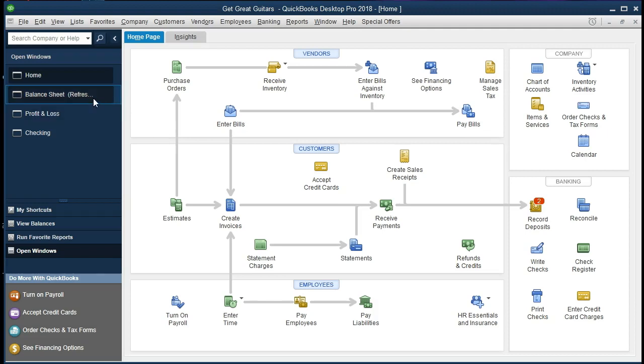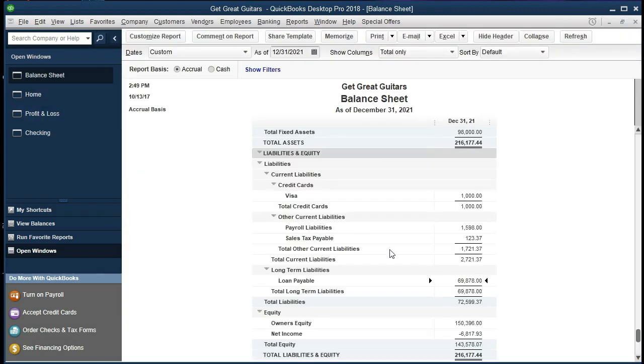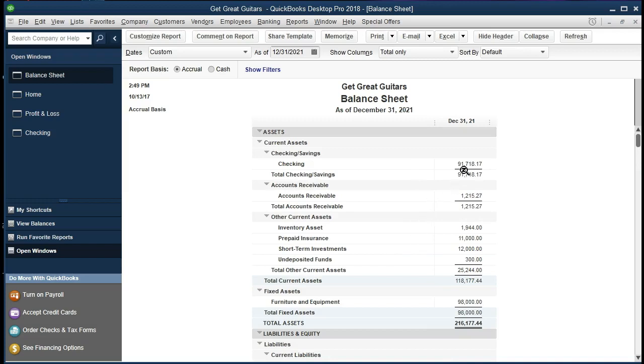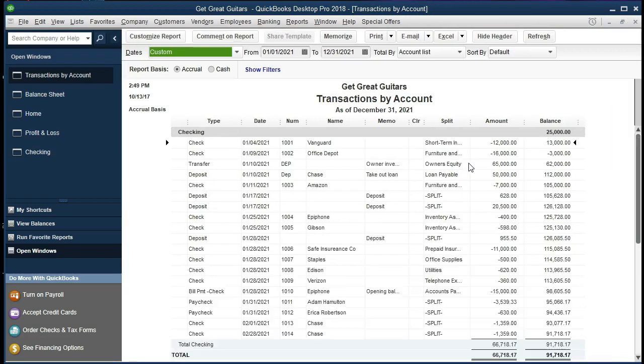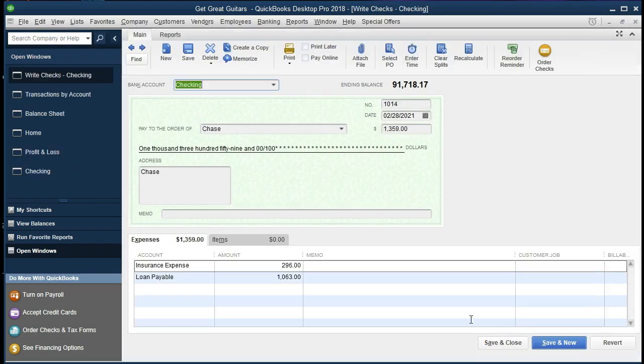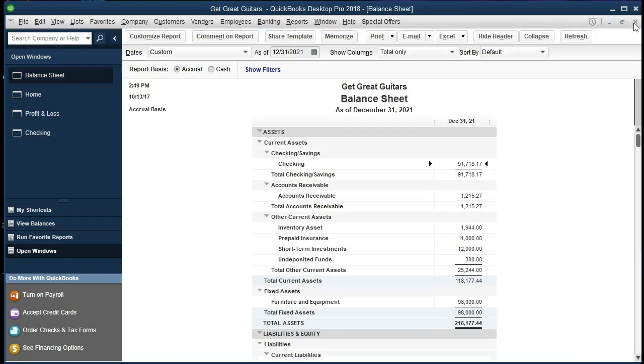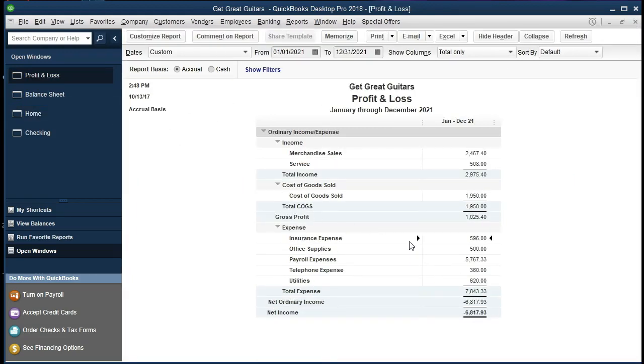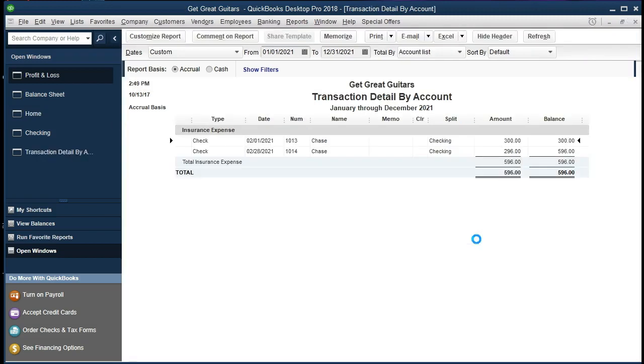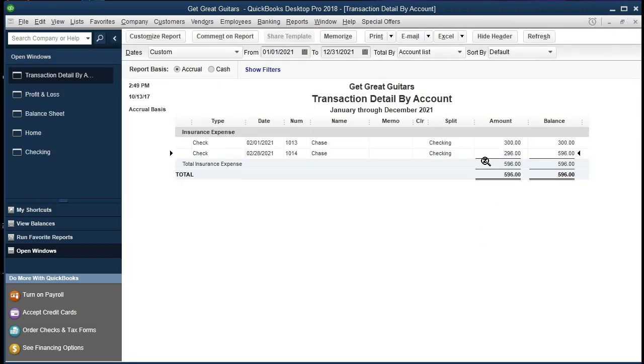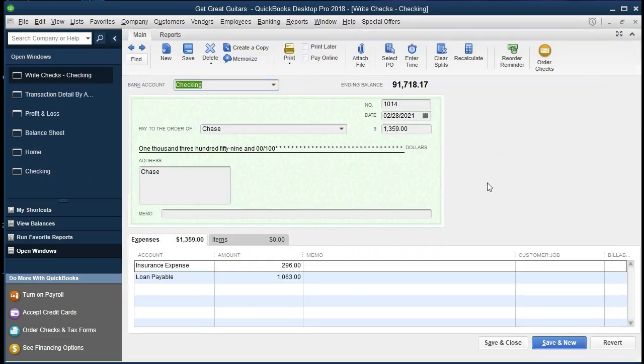And we're going to go to the balance sheet, and scrolling back up, we can see that cash is here. If we double click on cash, we can see that cash has decreased by that same amount, the second payment. Double clicking on it, there is our check. Closing this back out. Profit and loss. Scrolling down to the interest expense, there it is. We see that second check for a slightly different amount.